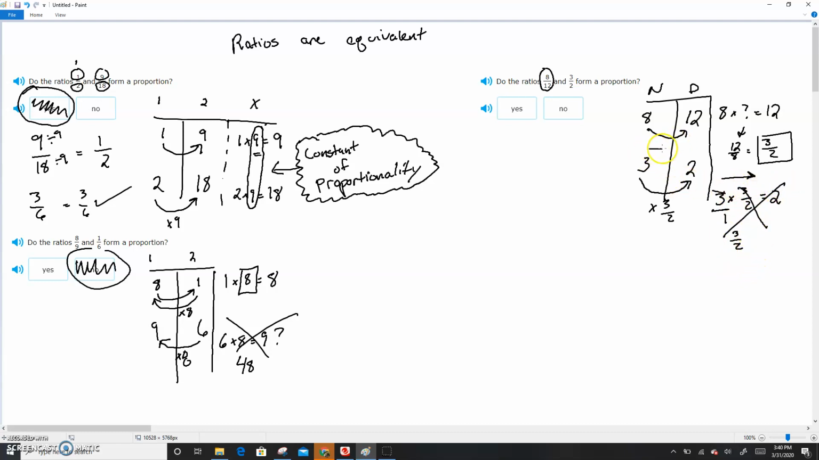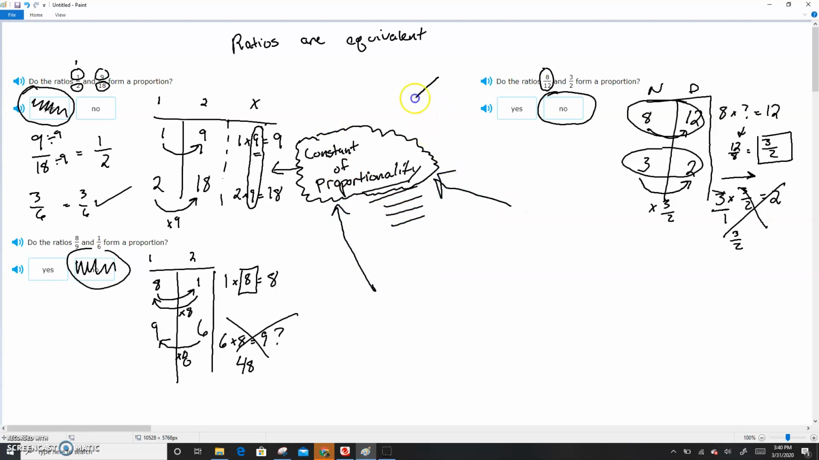So this relationship has a different constant of proportionality than this relationship. And because they have different constants of proportionality, they do not form a proportion. Your focus is on this number here. Do the ratios, does the table, do your data have the same constant of proportionality?